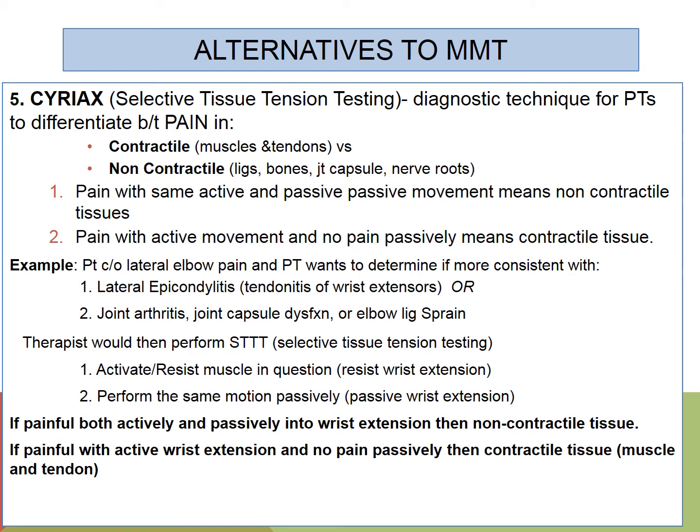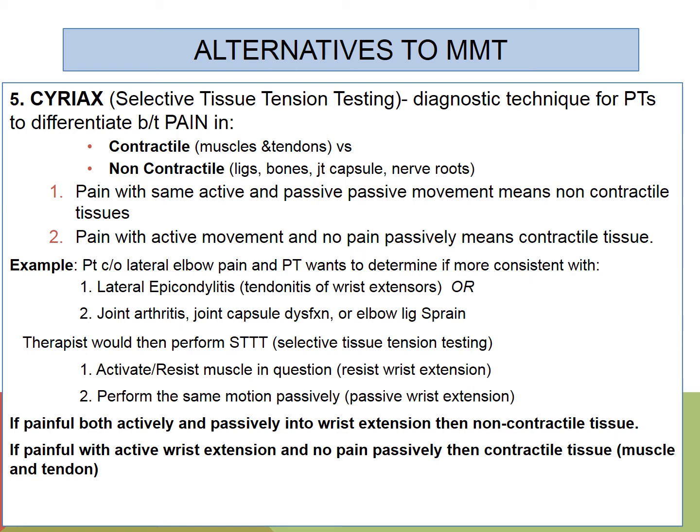So on the slide here's an example that a PT might be trying to determine if the patient has lateral epicondylitis, or is it something going on within the elbow joint, arthritis or joint capsule or ligament impairment. So you would have that patient go into wrist extension, and you would resist it or just have them actively extend and see if they have pain, and then you would passively put their wrist into extension and see if there's pain then. So if again they have pain both actively and passively, you are thinking tissues that don't contract. You are thinking ligaments, joint capsule, bones.